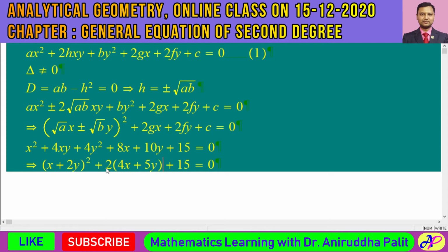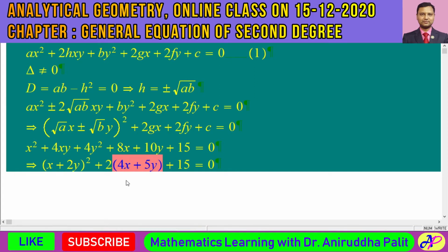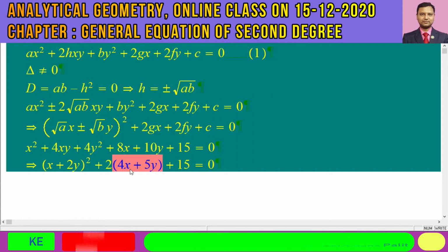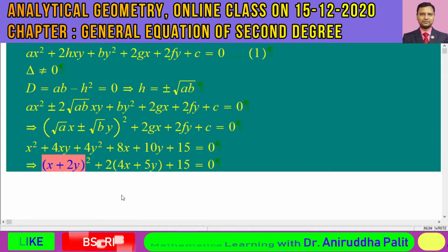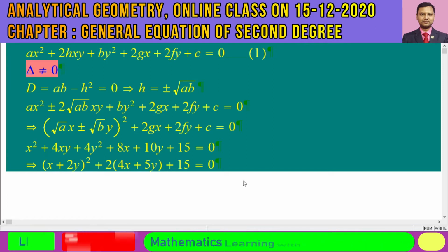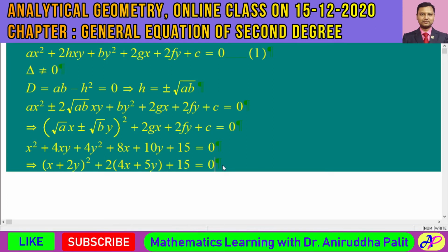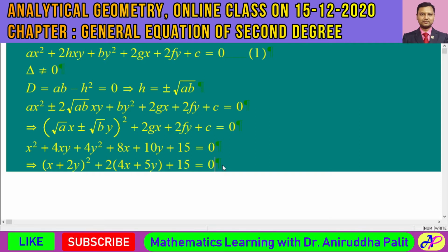And over here, in the previous expression x plus twice y was there in this factor. But now x plus twice y is not there. This factor and this factor, these two are two different factors, and if you check you will find that delta is not equal to 0, but d becomes equal to 0. Now in such cases, how to move forward? How to convert it into the standard form?